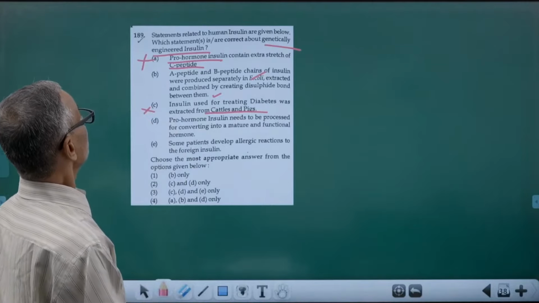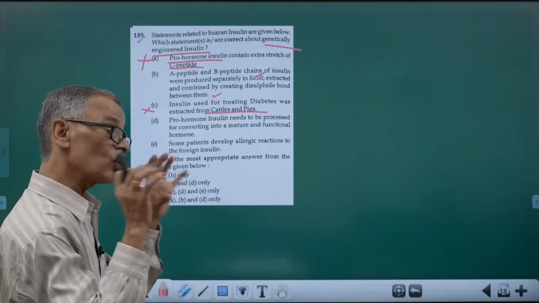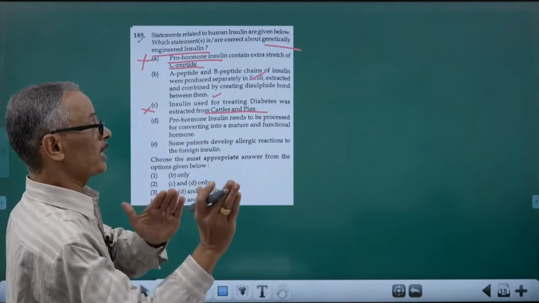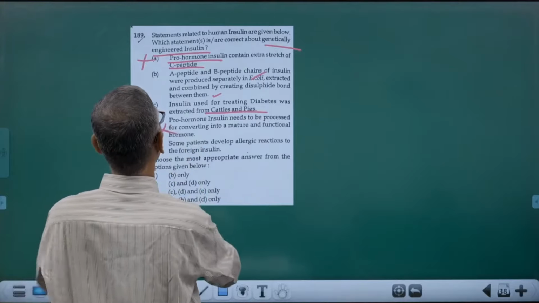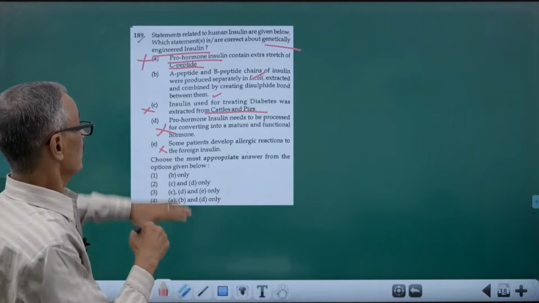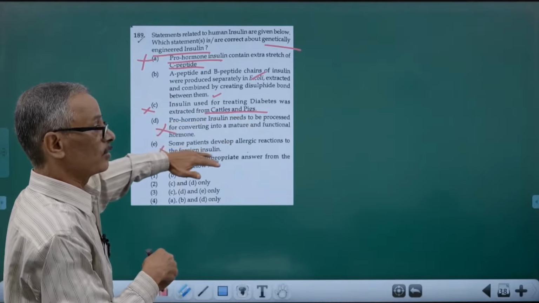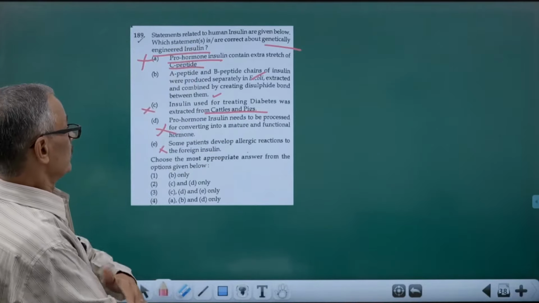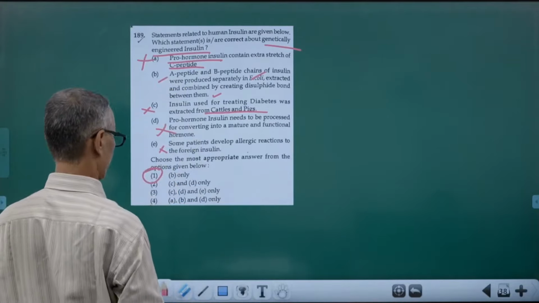Pro-hormone insulin needs to be processed for converting into mature insulin. In genetic engineering, there is no such maturation because they are all produced in 2 separate chain forms and then fused together. Okay. Some patients develop allergic reactions to foreign insulin. See, if you are taking insulin from cattle and pigs, then it will cause some allergic responses. But for genetically engineered human insulin, there is no such problem. So only B is correct. So the option goes to 1.